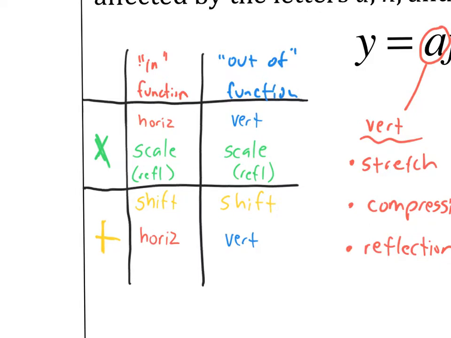So if I am adding inside the function, we see it's a horizontal shift. One focus we want to point out here is that this one is not used very often. It's there, but it's a little bit more complicated to analyze. So for our purposes in this class, we're going to skip mostly that one there, okay?